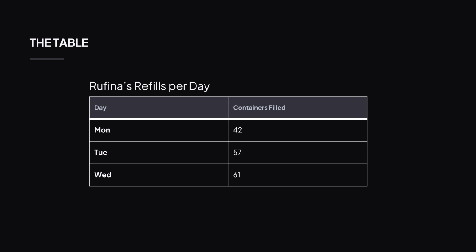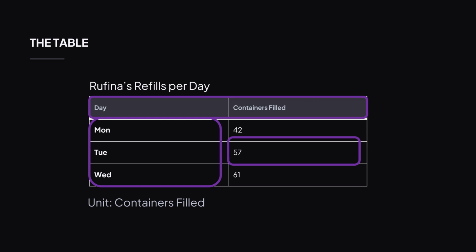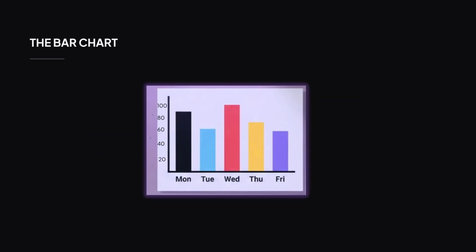The title tells you what the record is about. In this case, Rufina's refills per day. The column headings run across the top. The row headings run down the left. A cell is where a row meets a column. In this case, Tuesday's cell holds the number 57. The unit, containers filled. Next, the bar chart.